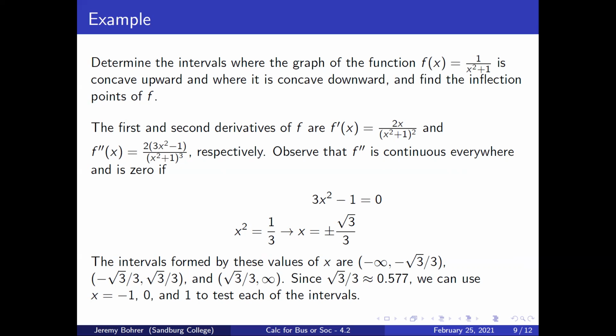X squared equals 1/3, which implies x equals plus or minus square root of 3 over 3. The intervals formed by these values of x are negative infinity to negative square root of 3 over 3, negative square root of 3 over 3 to square root of 3 over 3, and square root of 3 over 3 to infinity. Since square root of 3 over 3 equals 0.577, we can use x equals -1, 0, and 1 to test each of the intervals.